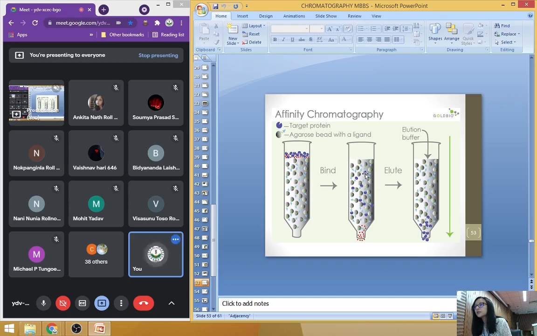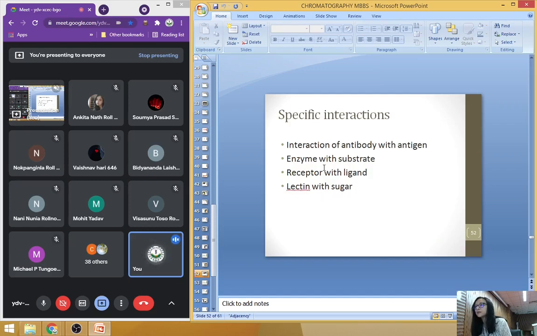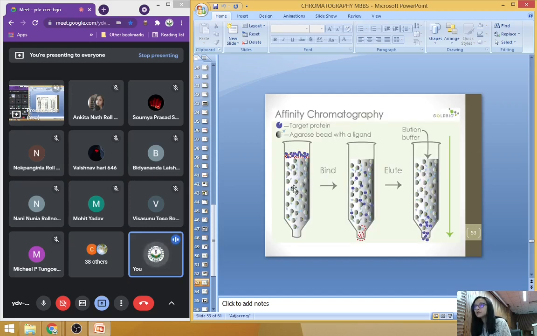Then, because what we want is this target protein, which is bound to this ligand, we have to apply an elution buffer. This will remove the target protein from the ligand, and now we can collect this target protein. So this is affinity chromatography. Whereas if you want to separate some enzymes, then this agarose bead will be attached to a specific substrate, or to a specific enzyme that will bind with a specific substrate, or vice versa.